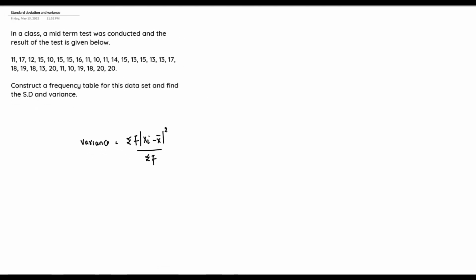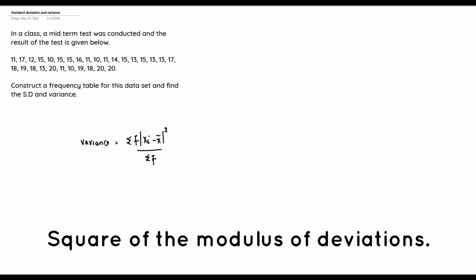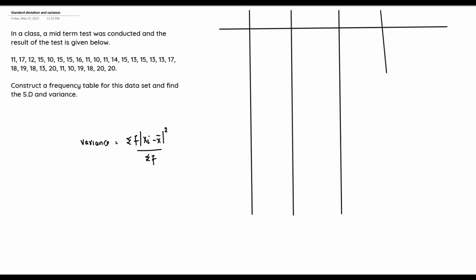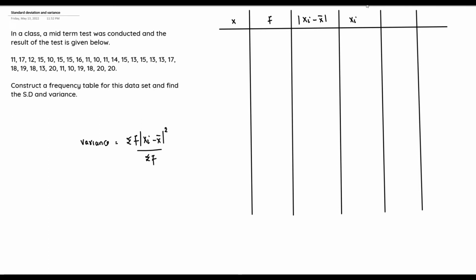That simply implies that when we are constructing our frequency table, we are going to be making space for the square of the modulus of deviations. So let's quickly sketch our frequency table. After sketching our frequency table, the next step is to get the value of the mean. Like we did earlier, the formula for the mean is x bar equals summation fx divided by summation f. So we need a space for fx, and we can just put that here.